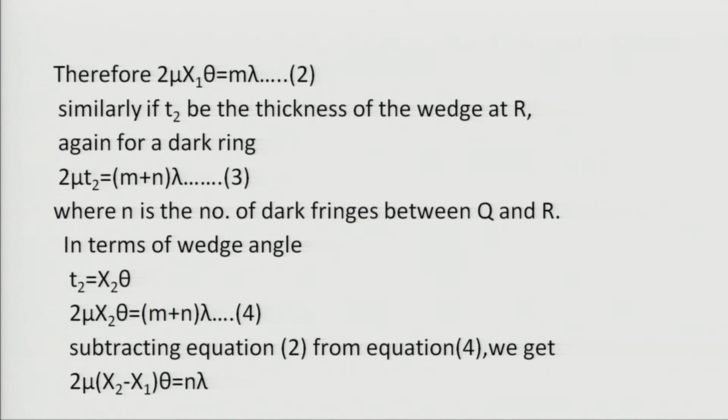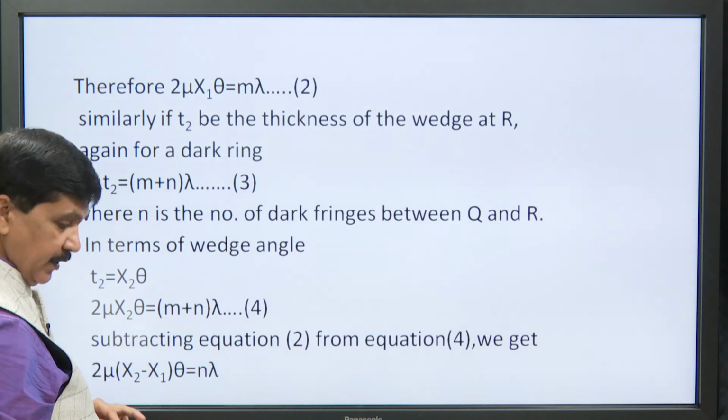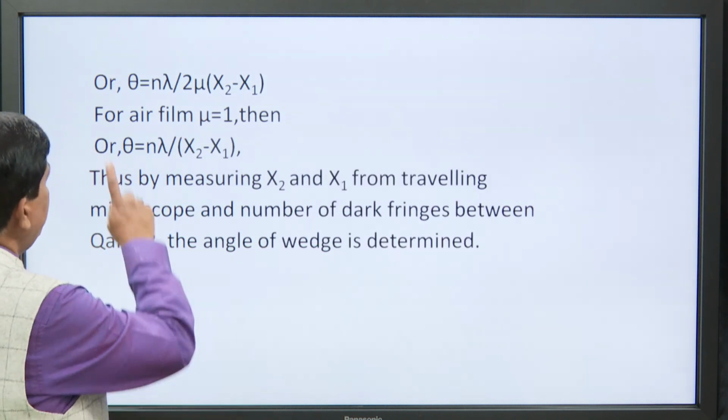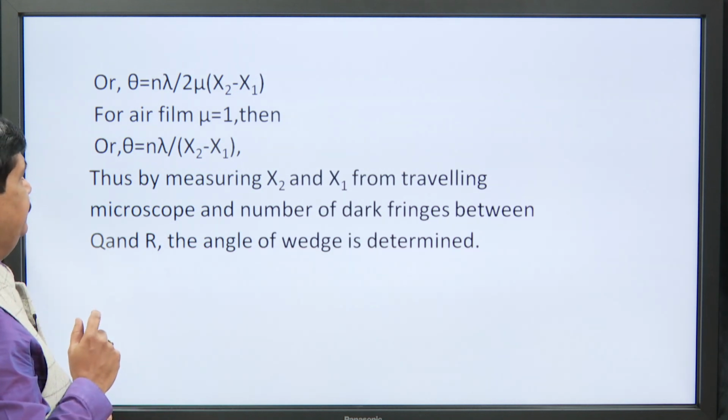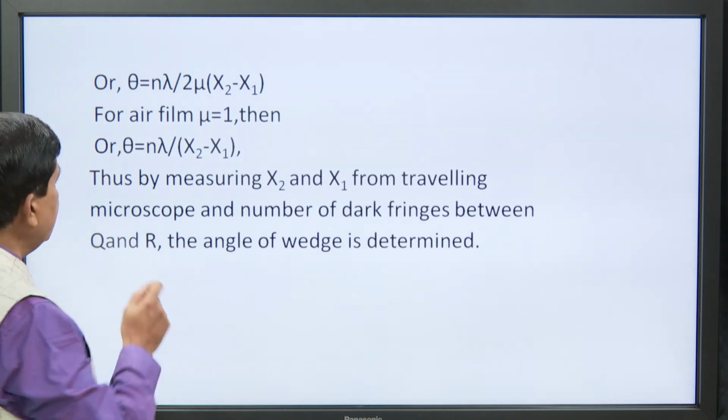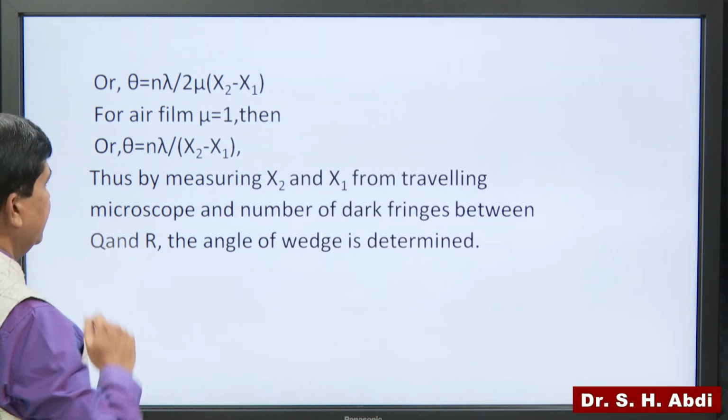In terms of wedge angle, T2 will be x2 theta from the figure, because x2 tan theta for a small angle will become theta. Substituting the value of T2 in our equation of path difference, that is 2 mu x2 theta is equal to m plus n lambda. Subtracting these two equations, we get 2 mu x2 minus x1 theta. Our requirement is theta. So, theta will become n lambda upon 2 mu x2 minus x1. For air film, mu is 1. So, theta will be n lambda upon 2 x2 minus x1.